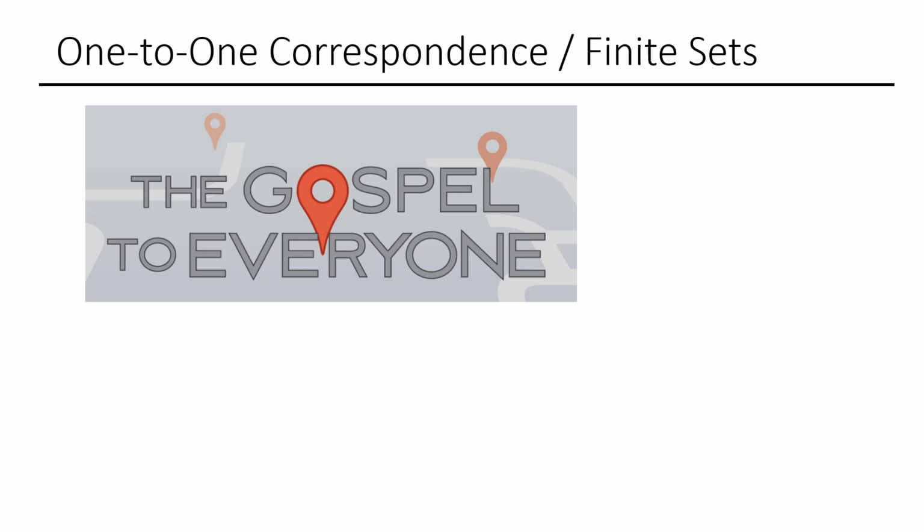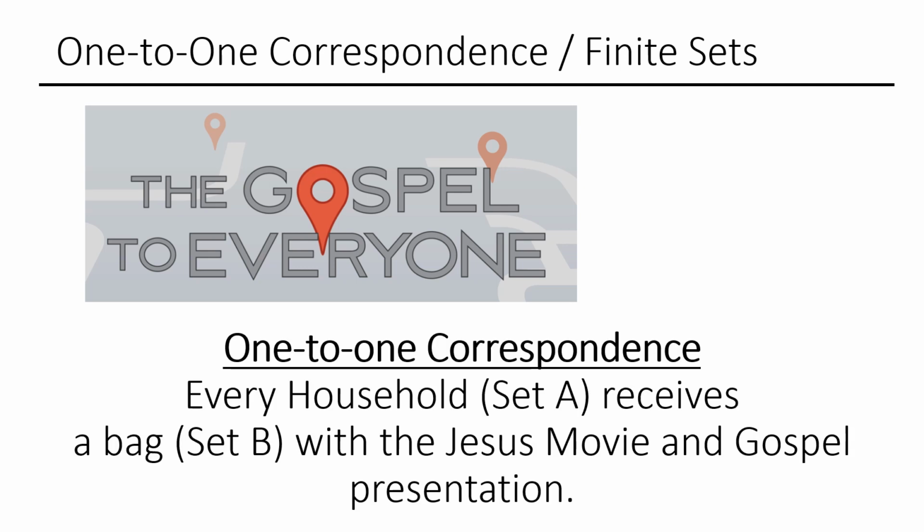So as you can imagine, it was set up that we had one packet per household. So in this particular set, that was a one-to-one correspondence. Every household that was on our map, that was the set A, received a bag, which was set B, with the Jesus movie, the gospel presentation that was in that set. So that is called a one-to-one correspondence. We knew exactly how many households there were. We prepared the same exact number of bags, and we matched them one for one. That's what a one-to-one correspondence is.